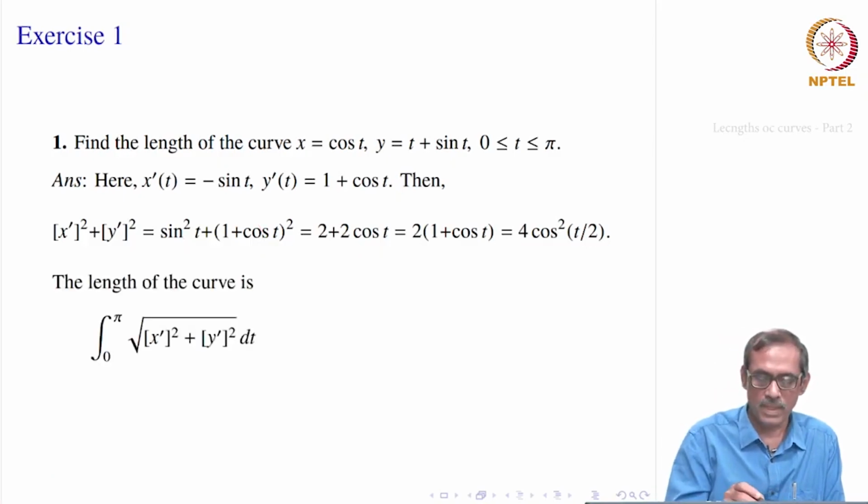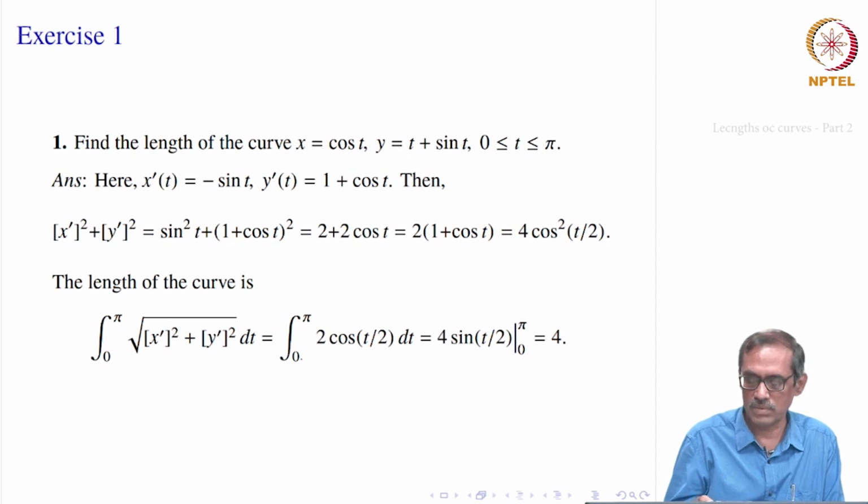Now, the length of the curve is the integral from 0 to pi, because t varies from 0 to pi, of the square root of x prime square plus y prime square dt. So, that gives 0 to pi, its square root, that gives 2 cosine t by 2 dt. So, now this can be integrated easily. So, it is 4 sin t by 2, 0 to pi. So, that simplifies to 4.